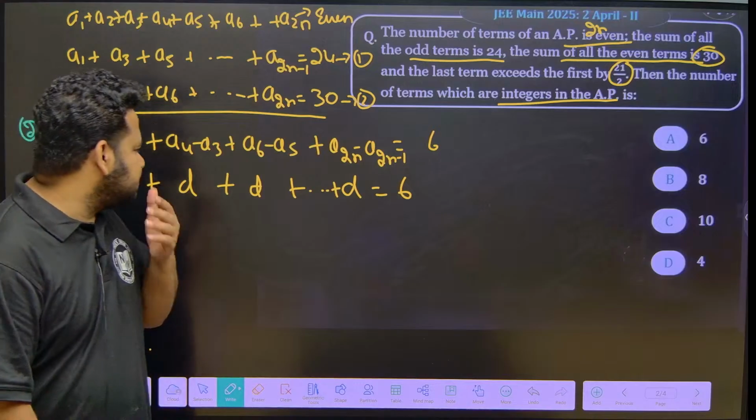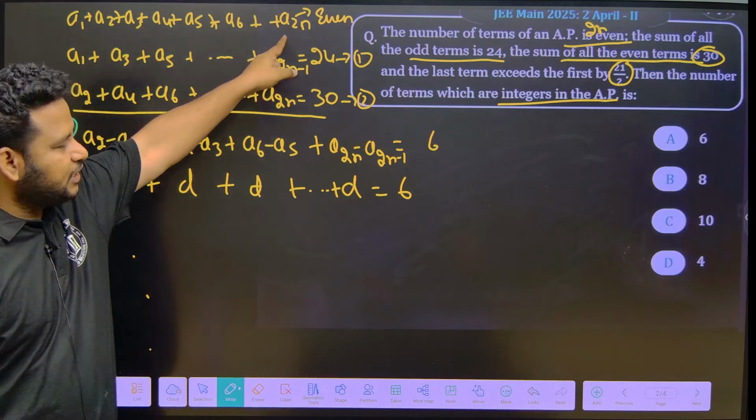So now have a look at this. See, I told you there are 2n terms because it is even.